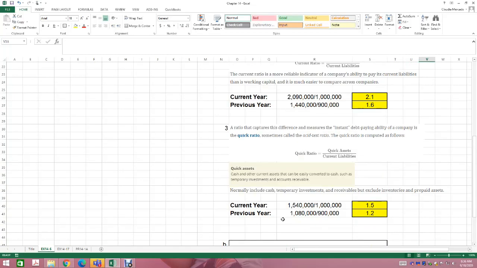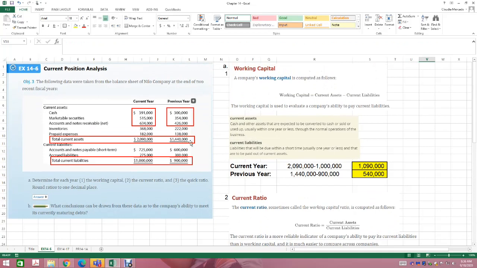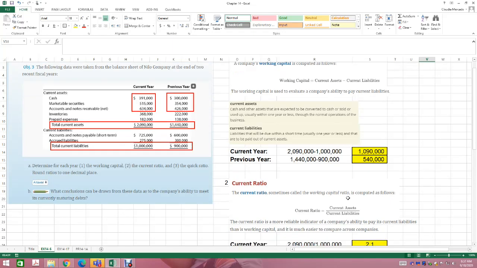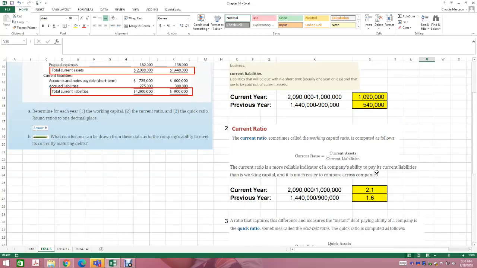So if we look back at our information presented here, we can see that last year my current assets were 1,440,000. They went up to 2,090,000. A very significant amount of increase in my assets, while my liabilities only increased by 100,000. So because my current assets increased, I'm in a better position to have liquidity to pay off my debts. Cash went up by a little bit. Your marketable securities went up significantly, and your accounts receivable also went up. So if you do collect on your receivables and cash in on your marketable securities, then you're in a very good financial position to be able to pay any current liabilities that come due. So that is the analysis that we can observe from the three ratios and from the data presented.